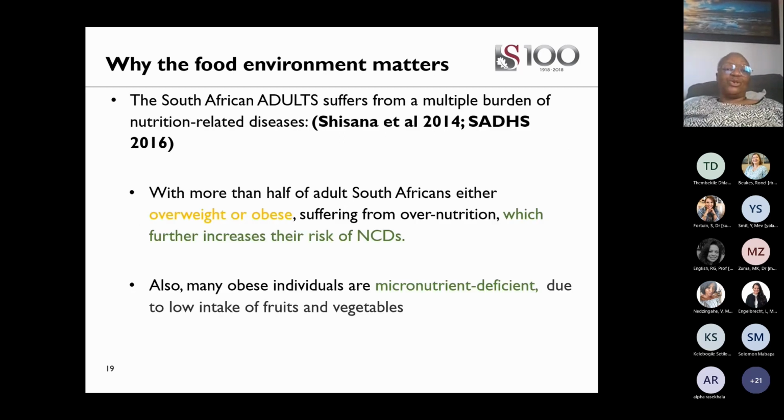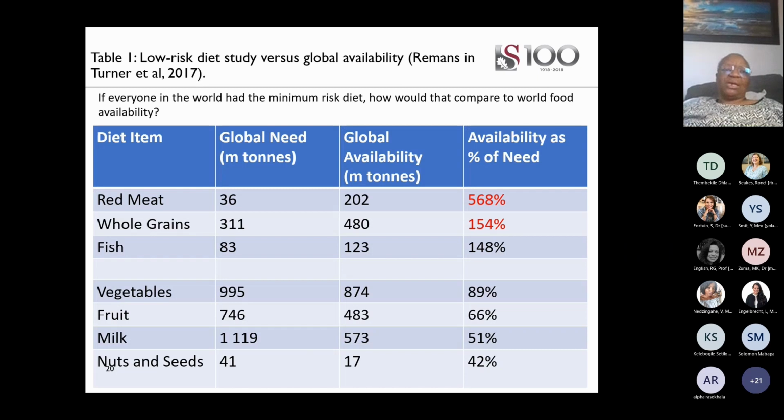The adults are not doing any better. We suffer and we're at risk of many NCDs because we are overweight or obese, and this could be the food choices that we make. And some are also micronutrient deficient because they don't make good choices when it comes to fruits and vegetables.